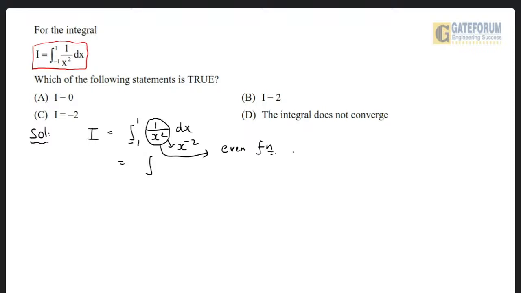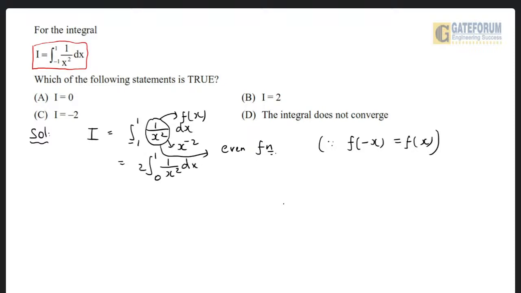Okay. x is replaced by minus x. If the function has no change, the function remains unchanged. If x is replaced by minus x, such a function is an even function, since f of minus x is equal to f of x. If you denote this by f of x, so this is 2 into integral 0 to 1 of 1 by x square dx.